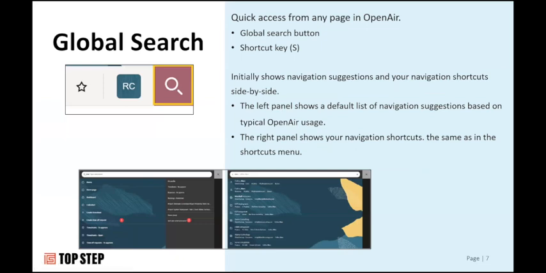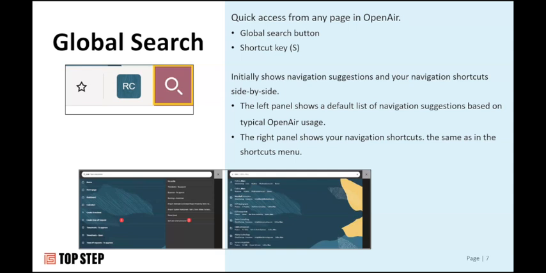So the search can be accessed from any page. It's static on the top within OpenAir. You can access it through shortcuts as well as just through the global search button on the top right. It will show basically two side-by-side menus. The side on the left is basically your list of navigation suggestions.